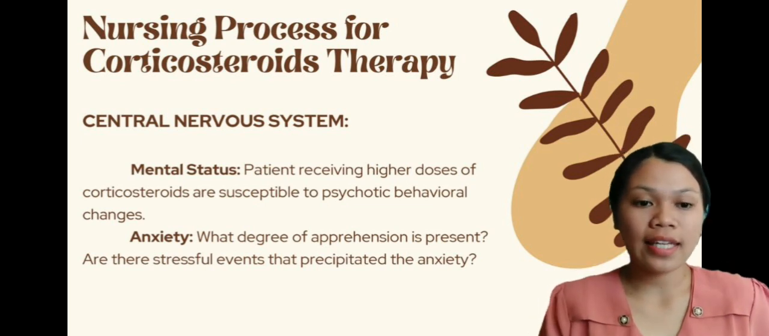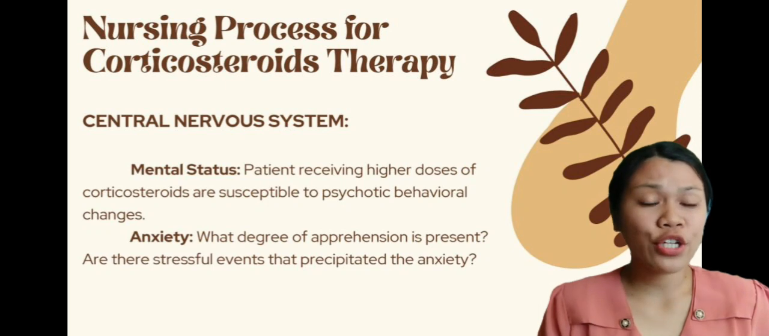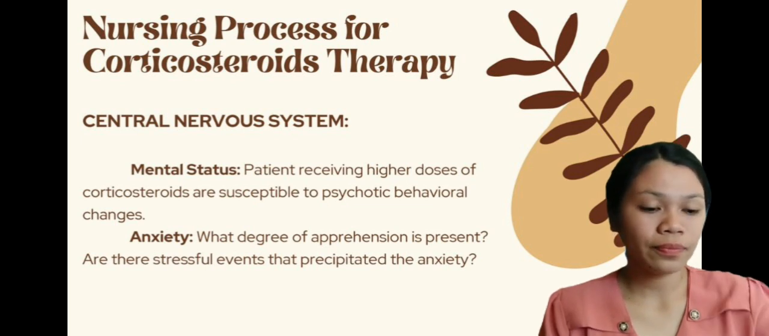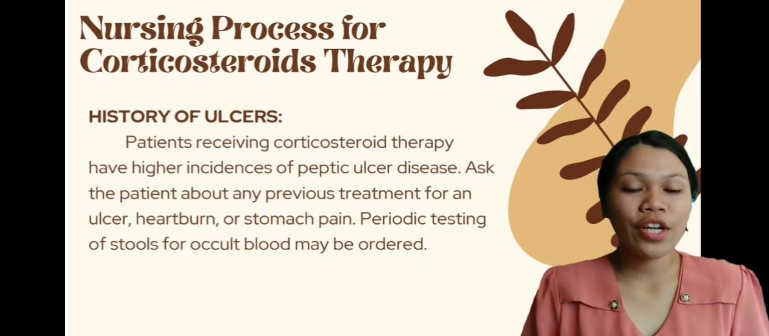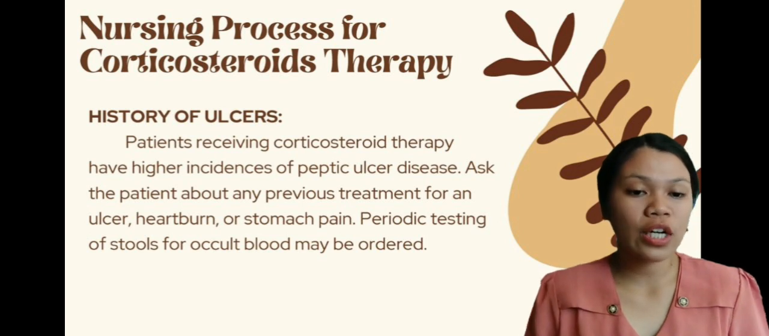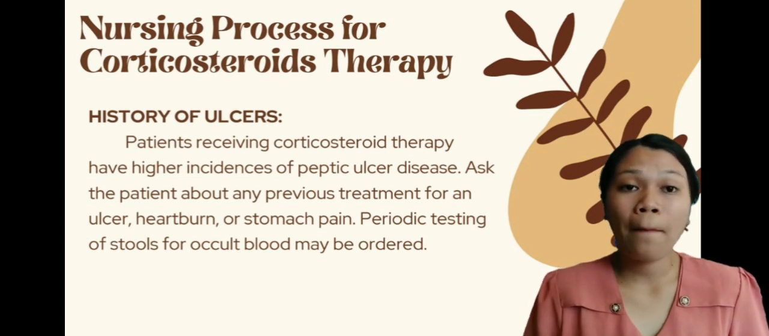Next is the anxiety. What degree of apprehension is present? Are there stressful events that precipitated the anxiety? Next is history of ulcers. Patients receiving corticosteroid therapy have higher incidences of peptic ulcer disease. Ask the patient about any previous treatment for an ulcer, heartburn, or stomach pain. Periodic testing of stools for occult blood may be ordered.